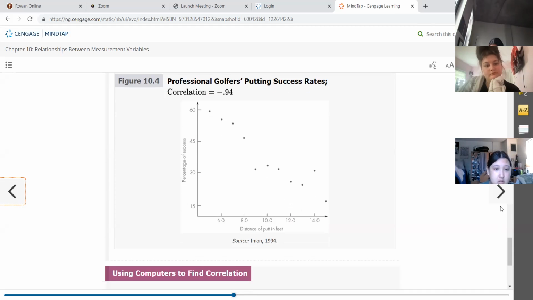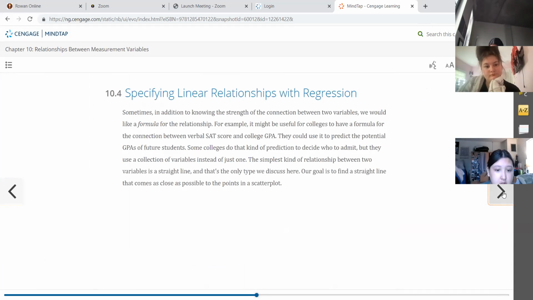The thing you have to know about correlation is that it only measures linear relationships. It does not measure nonlinear relationships. So if you see a nonlinear relationship, the correlation coefficient is not appropriate. You cannot use it. Okay.